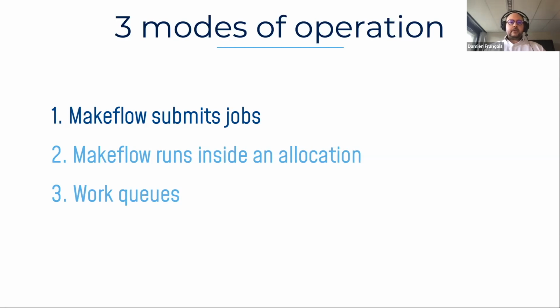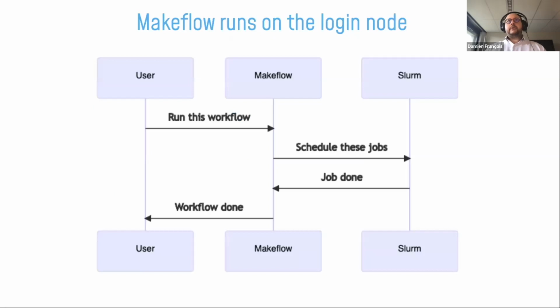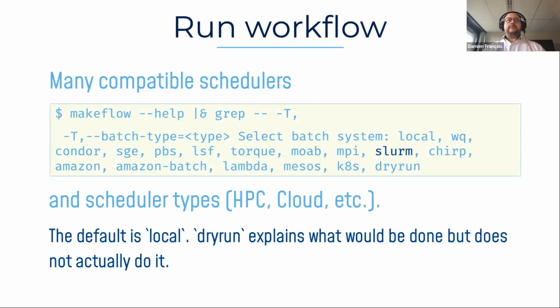So Makeflow will run on the login node, and the typical workflow in this case will be that the user will start Makeflow, and Makeflow will submit jobs to the scheduler. And when the jobs are done, the scheduler notifies Makeflow, and Makeflow in turn notifies the user that the job is done. This is the most classical way of operation for Makeflow. And for that, you just need to specify the -T option. And after that, you specify the type of batch system.